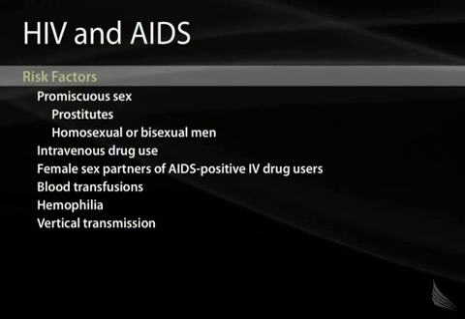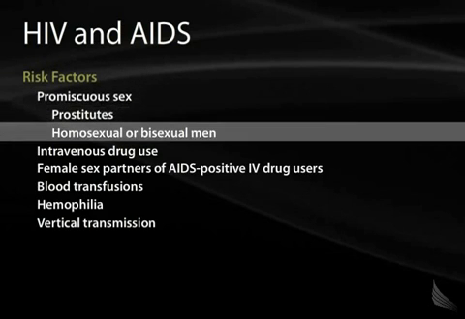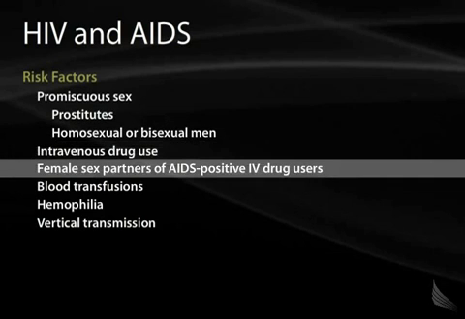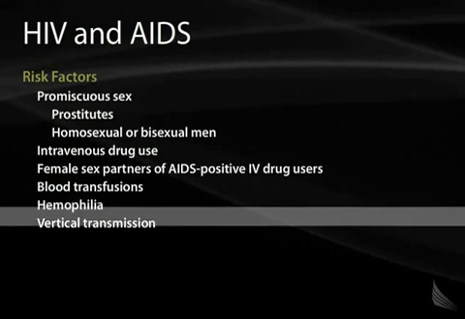Risk factors for HIV include promiscuous sex, prostitutes, homosexual or bisexual men. Also, intravenous drug use, female sex partners of HIV-positive IV drug users, blood transfusions, hemophilia, or vertical transmission.